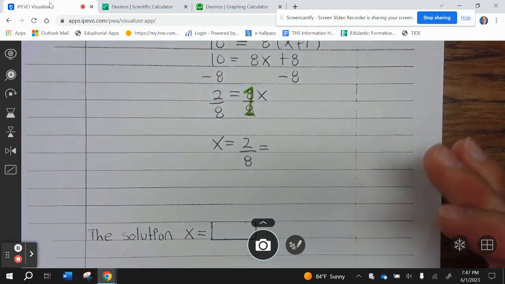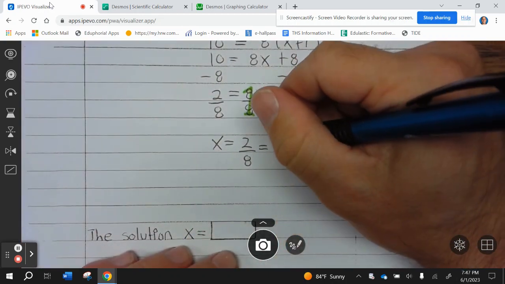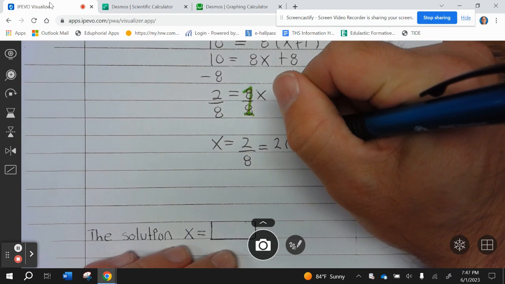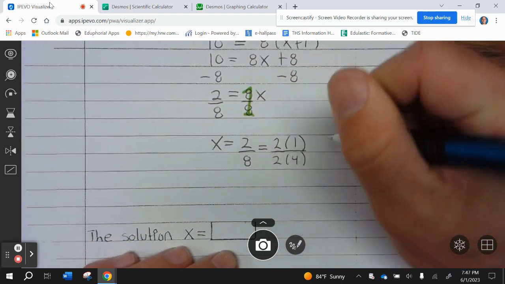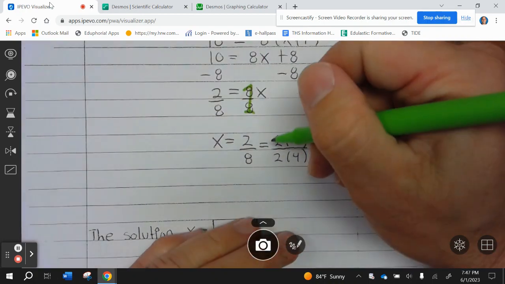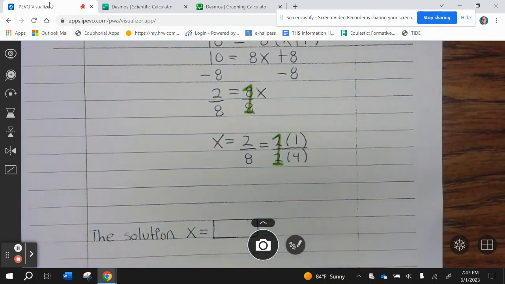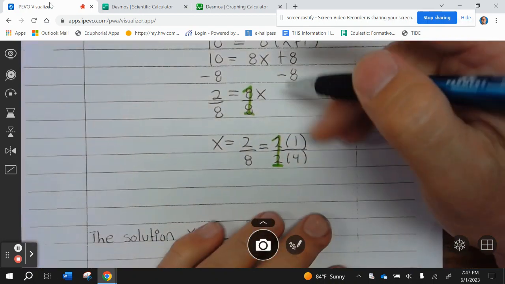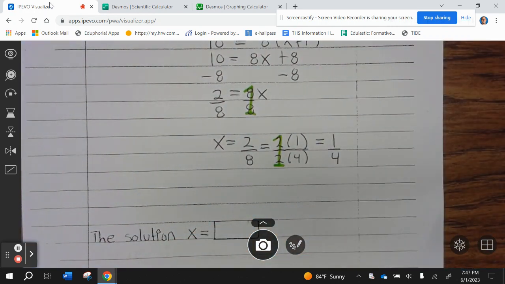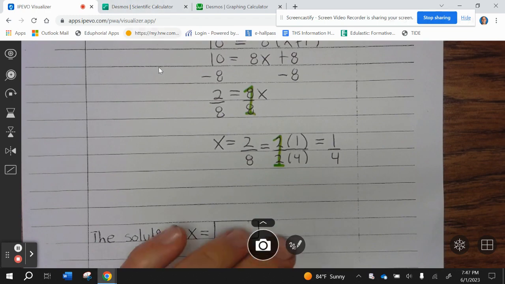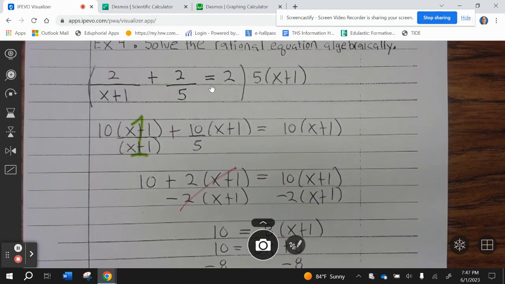Now, that can be reduced because both of these can be divided by 2. So 2 times 1 is 2. 2 times 4 is 8. So this would divide and become 1. So this would reduce to be 1/4. Okay, now we're going to check to see if that answer is correct by plugging that number back into the original equation.